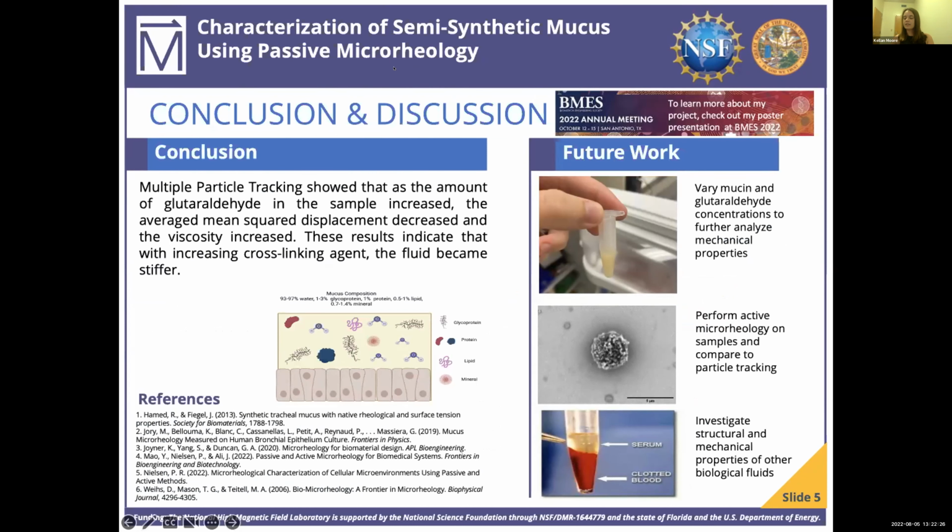Future work can expand on these findings by testing varying amounts of mucin and glutaraldehyde concentrations to determine if the trend holds. Additionally, active microRheology can be performed and the resultant viscosity can be compared to passive techniques. Finally, this work can be expanded to other biofluids such as serum. The characterization of biofluid viscosity is important to the field of biotechnology, especially in the design of nanorobotics so that they can easily navigate through their cellular environment to provide targeted drug delivery.